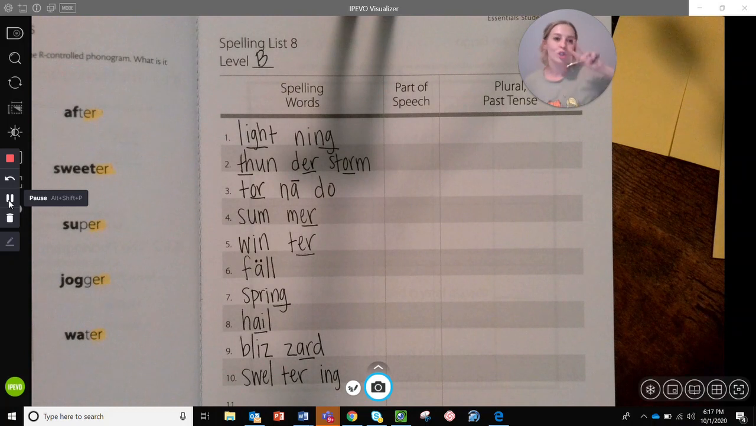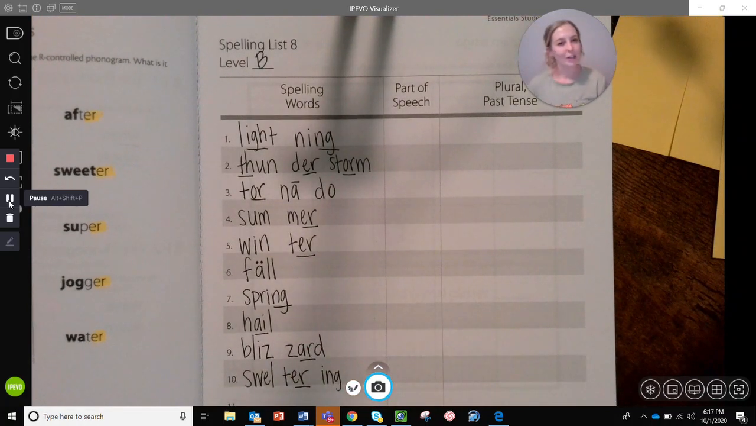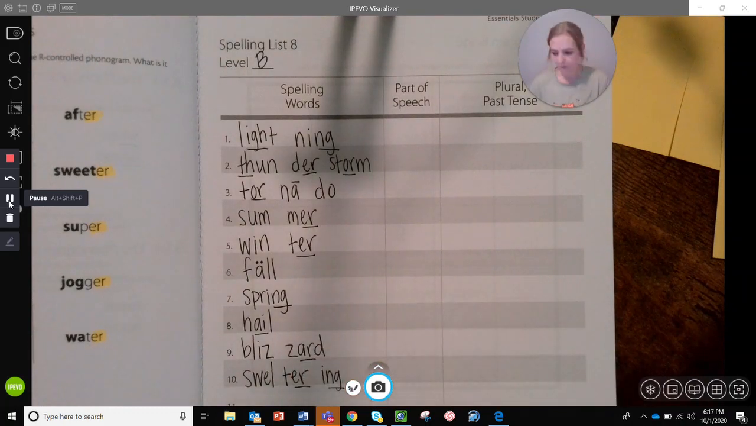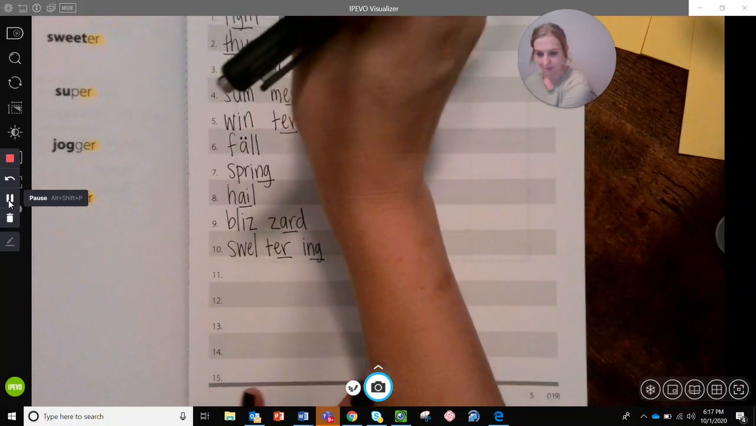I see 2 of them. What's the first one? Of her. Good job. And what is our second phonogram? Good job. Moving along. I'm going to fix my little camera here. There we go.